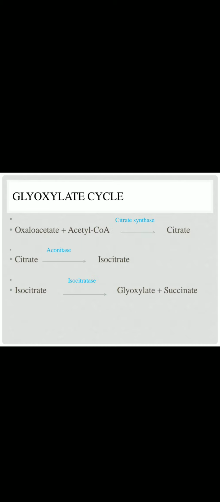This oxaloacetate is converted to phosphoenol pyruvate by the enzyme phosphoenol pyruvate carboxykinase, with the loss of carbon dioxide. So the phosphoenol pyruvate is converted either to a monosaccharide, for example glucose or fructose, or to a disaccharide, that is sucrose, or to a polysaccharide, that is starch.